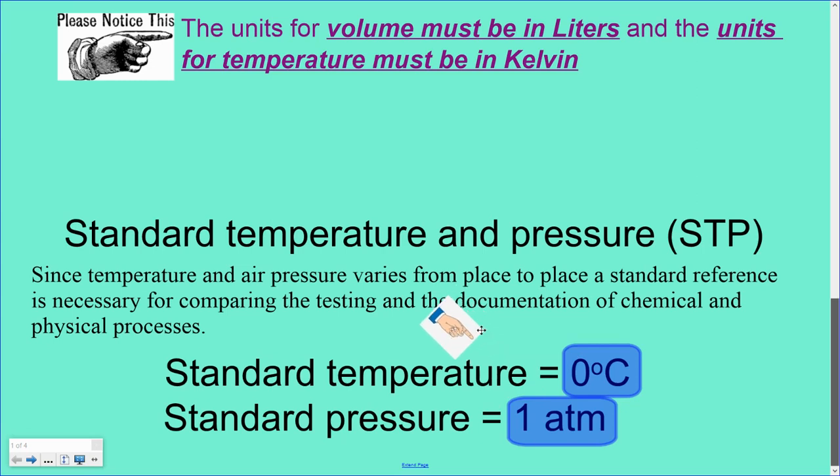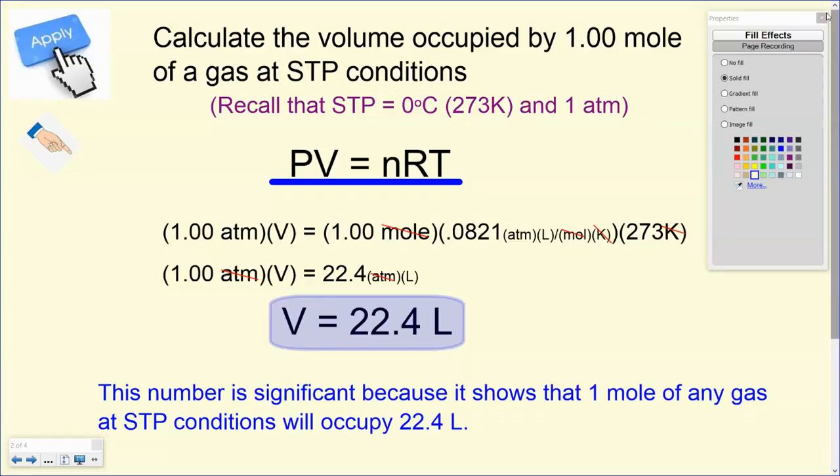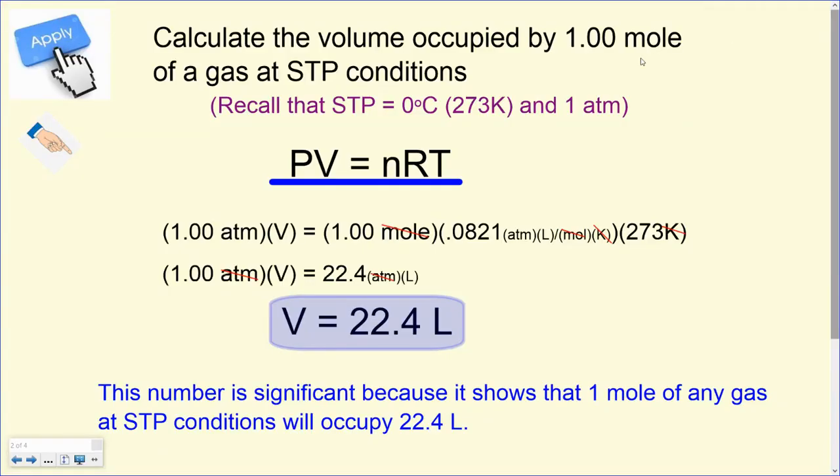All right, next I thought I would go through and work out a couple problems with you, showing you how we can apply the idea. Okay, here's an example problem using the ideal gas law. It says calculate the volume occupied by 1 mole of a gas at STP conditions. So we need to recall that STP conditions means 0 degrees Celsius, which is the same as 273 K. We're going to have to use K because this is a gas law, and 1 atmosphere.